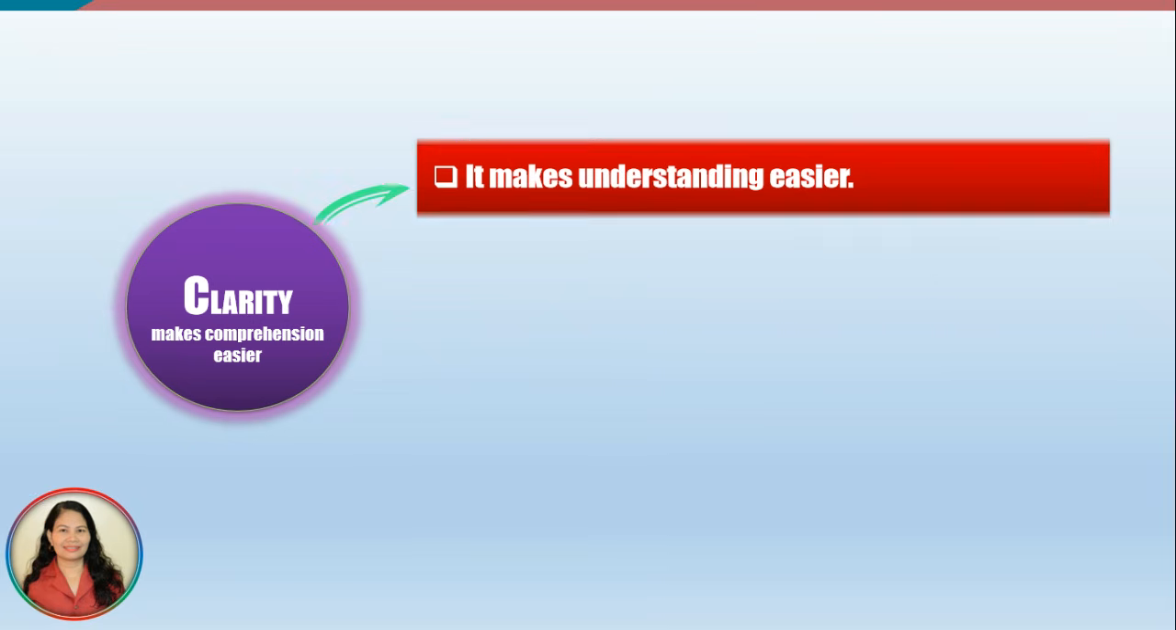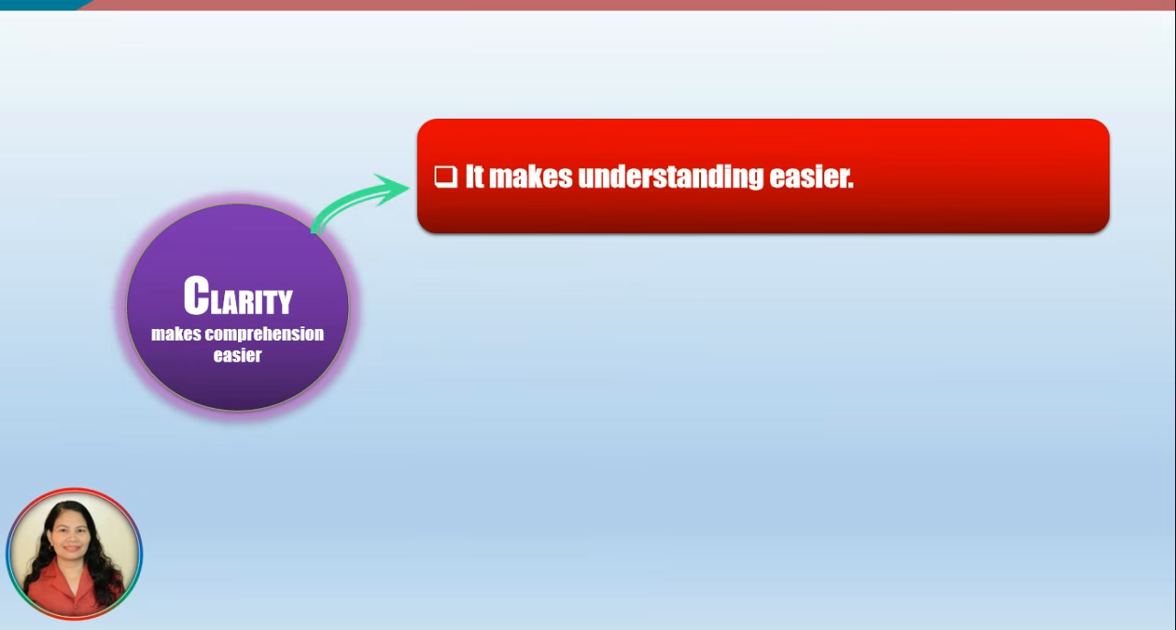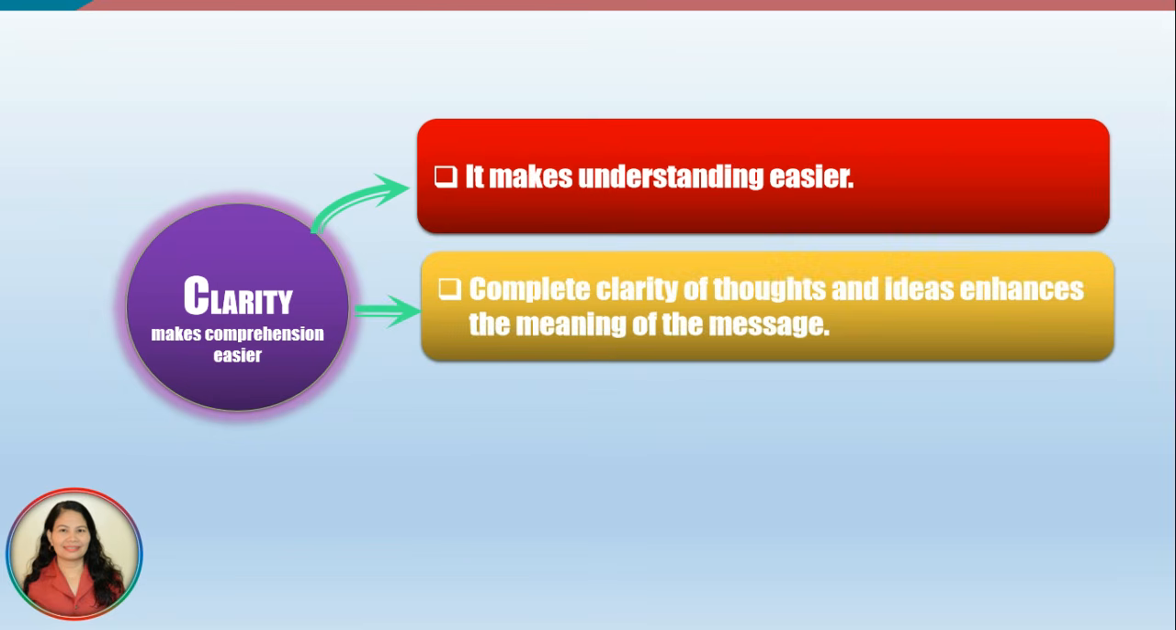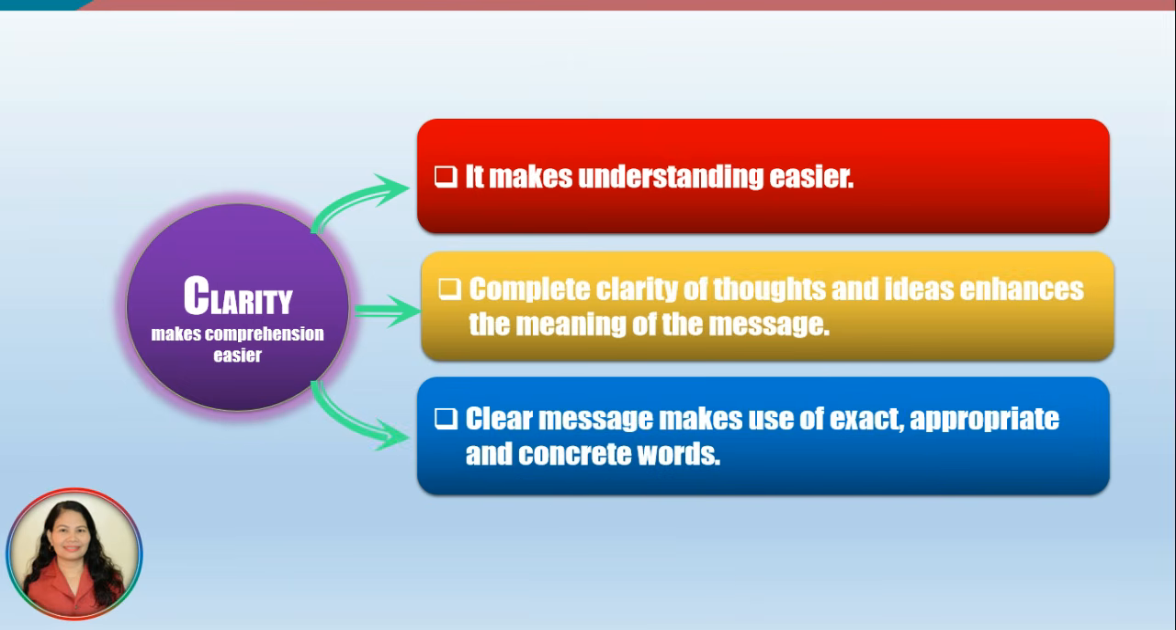Fifth, clarity. Clarity implies emphasizing on a specific message or goal at a time, rather than trying to achieve too much at once. The clarity in communication has the following features. It makes understanding easier. Complete clarity of thoughts and ideas enhances the meaning of the message. A clear message makes use of exact, appropriate, and concrete words.